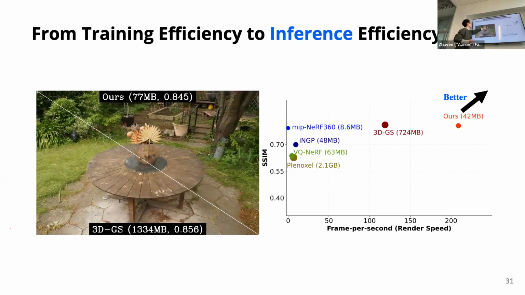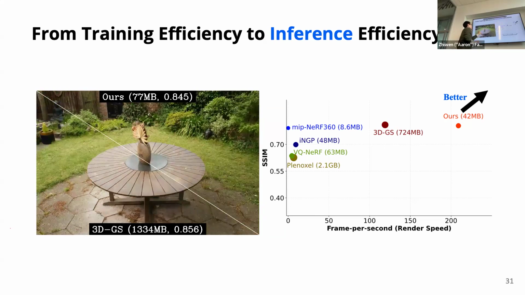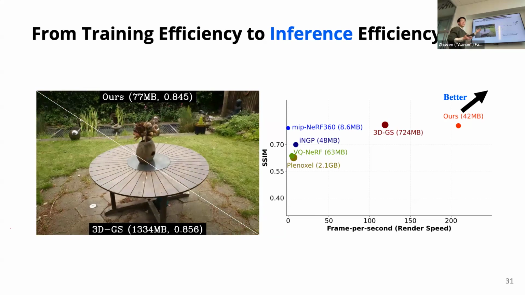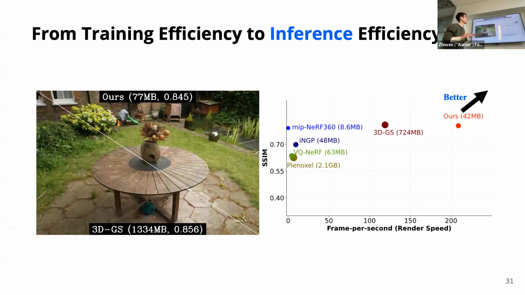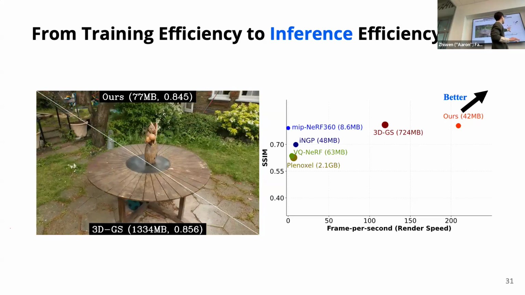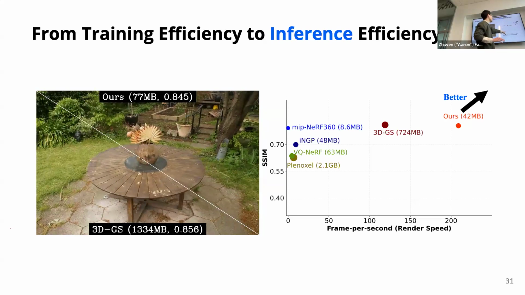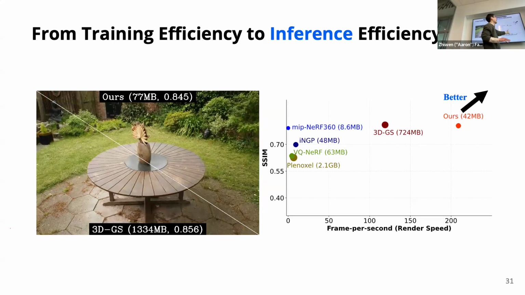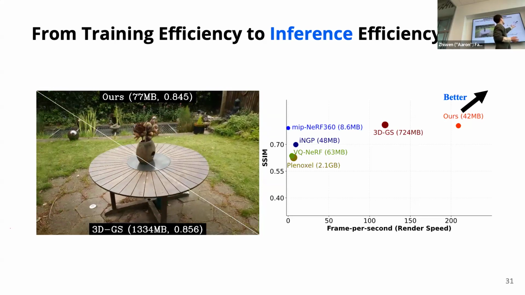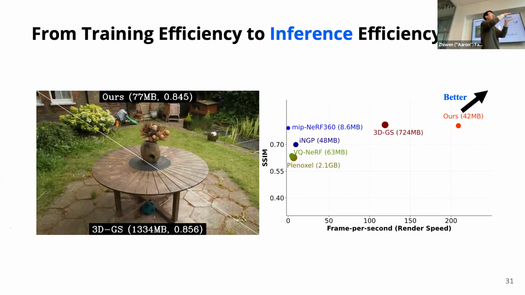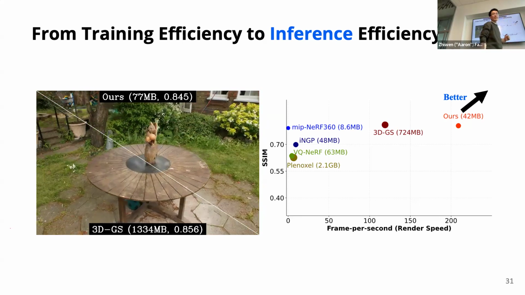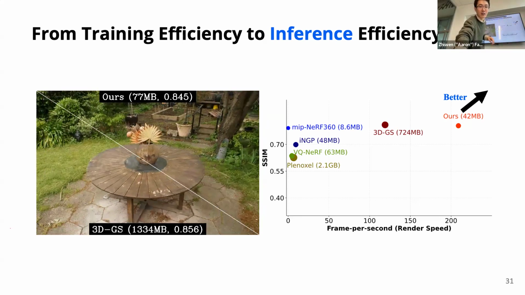So the bottom one, this side is our method, and this side is the baseline model. We can see they are almost the same. We cannot tell any difference. But if we look at the metric in the right figure, we can see for the rendering speed, we improve by more than 60, and we got very comparable video quality, and our model size is way lighter.